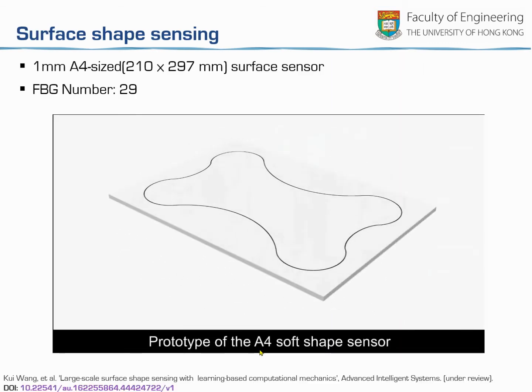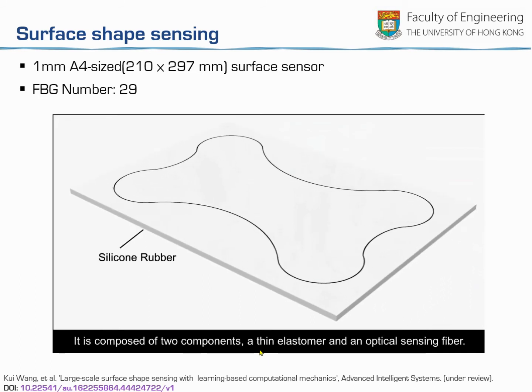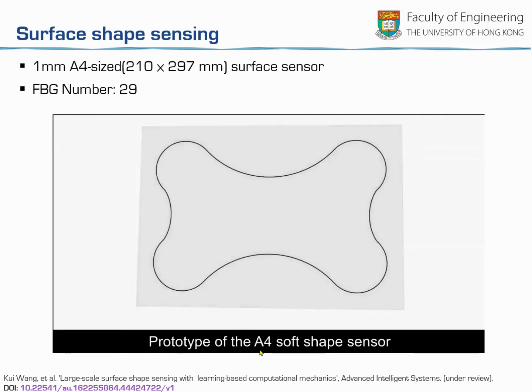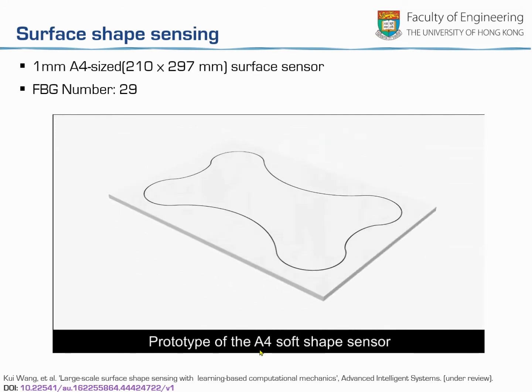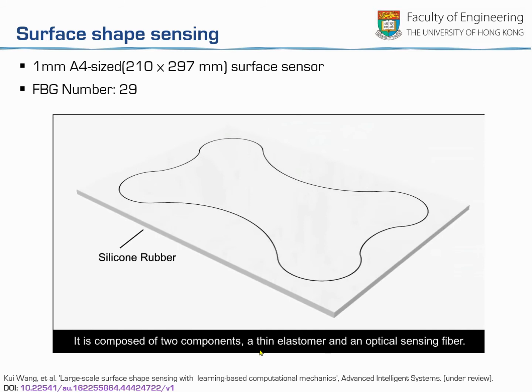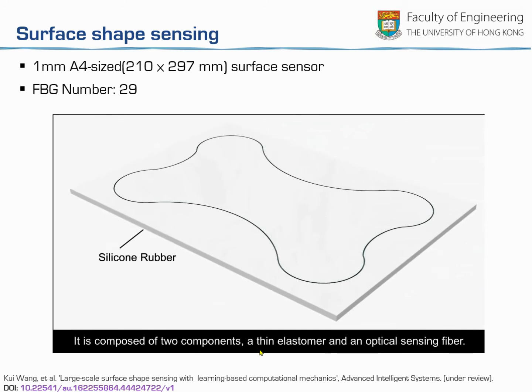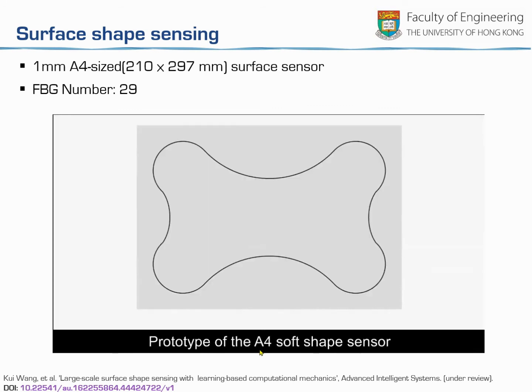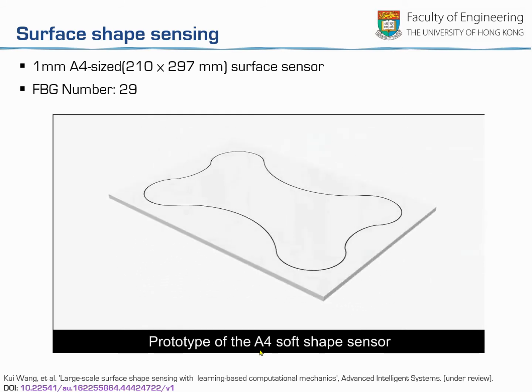This is a prototype of an A4-sized sensor. We make use of a piece of 1 mm thick rubber sheet and an FBG fiber. The fiber is attached on the surface of the silicone rubber sheet in a dog-bone shape to increase its sensitivity to different deformation patterns. The work is to find the mapping between the local strain information, that is the FBG data, and the global morphology change.